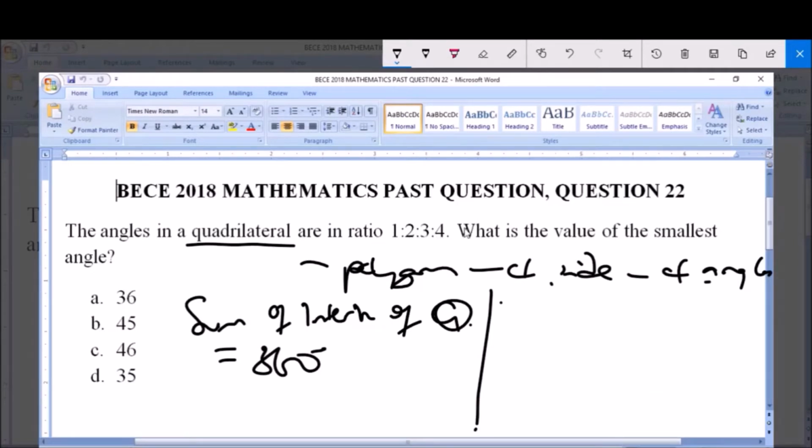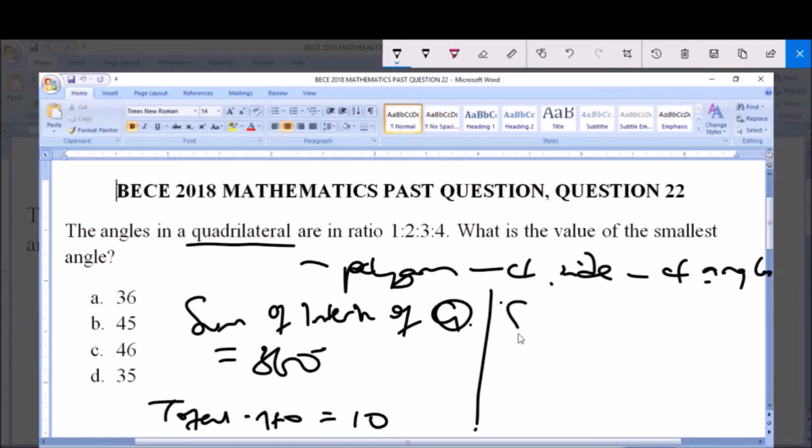Now the total of this ratio is what? We add all this together. 1 plus 2 will give us 3. 3 plus 3 will give us 6, and 6 plus 4 will give us 10. So the total number of ratio is 10. Now the smallest angle is what? The smallest angle is 1. Out of this ratio, the smallest angle is 1.